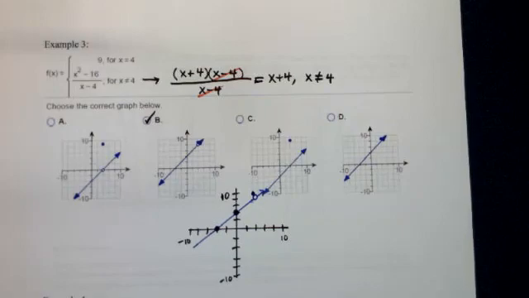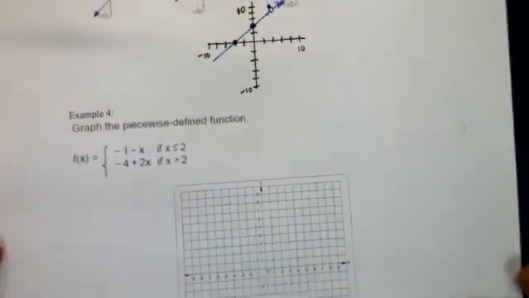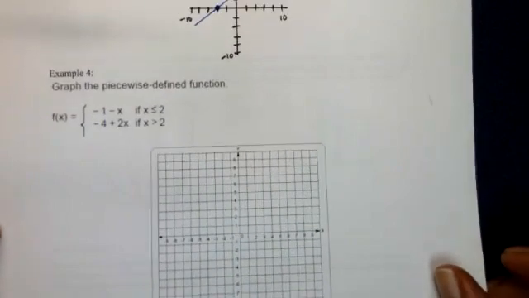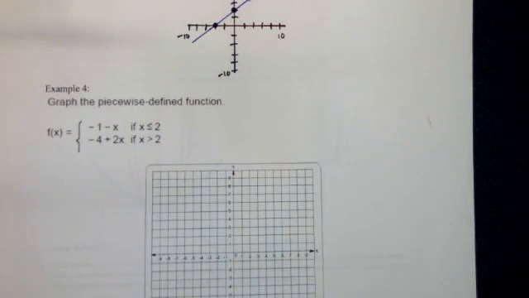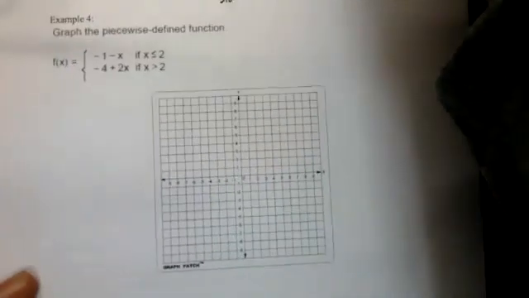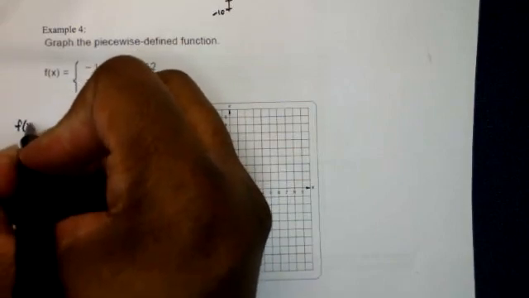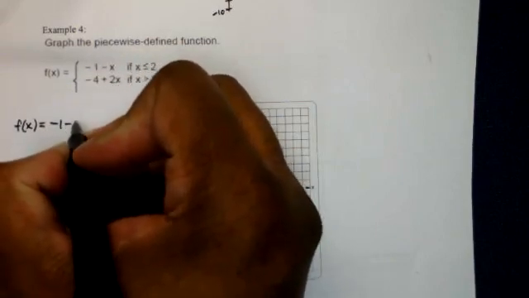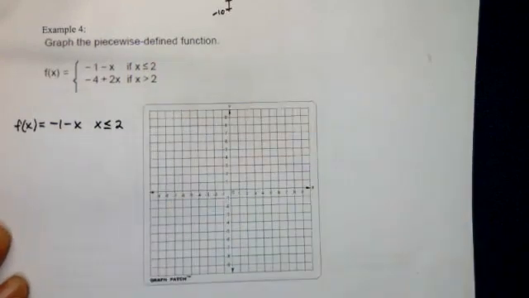Okay. Now here's another example of a piecewise function that we're going to graph here. Let's say we got f of x is equal to negative 1 minus x if x is less than or equal to 2, and then negative 4 plus 2x if x is greater than 2. So let's start off with f of x equal to negative 1 minus x, with the restriction that x is less than or equal to 2.